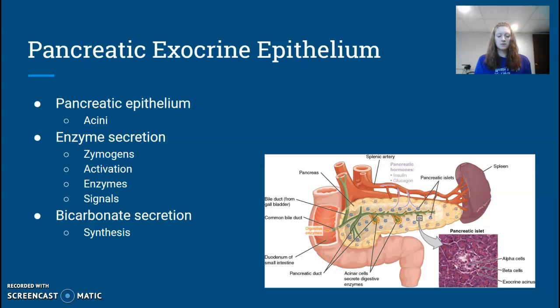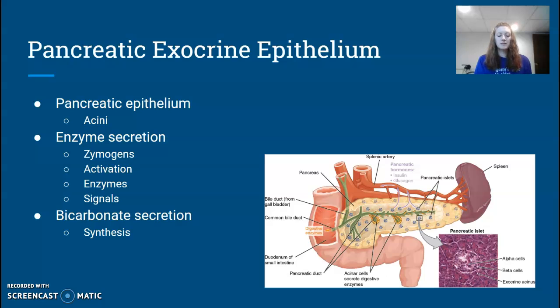These enzymes include chymotrypsin, which is used in protein digestion, carboxypeptidase, which works on the C-terminal end of proteins and peptides, colipase, a cofactor for pancreatic lipase, and phospholipase, which breaks down fatty acids.